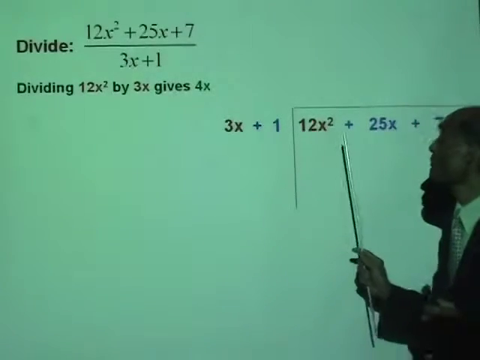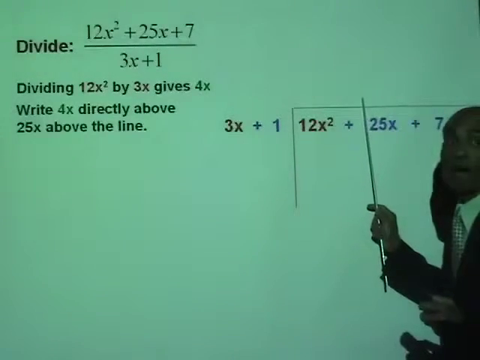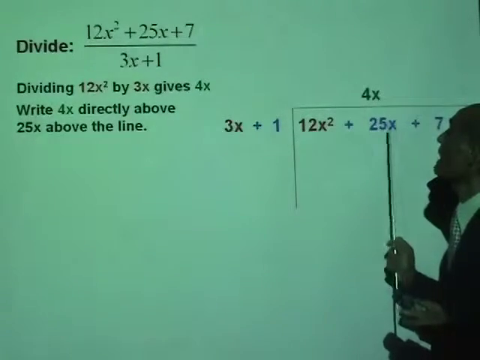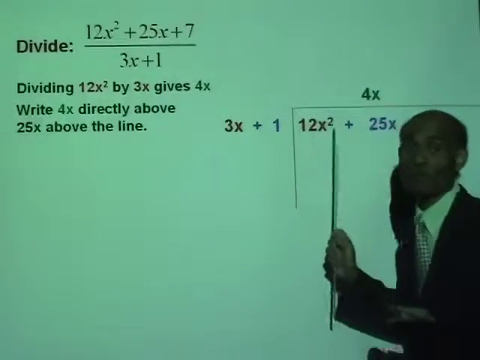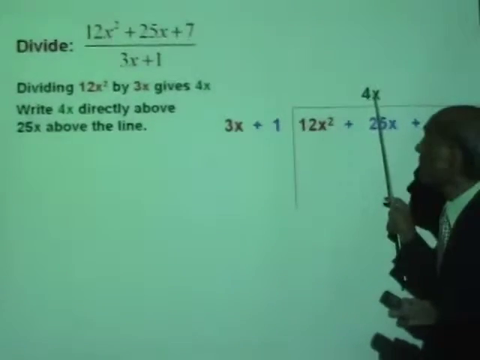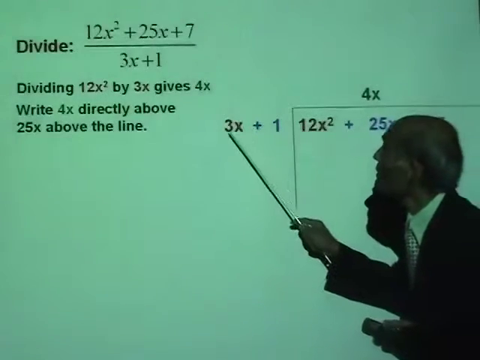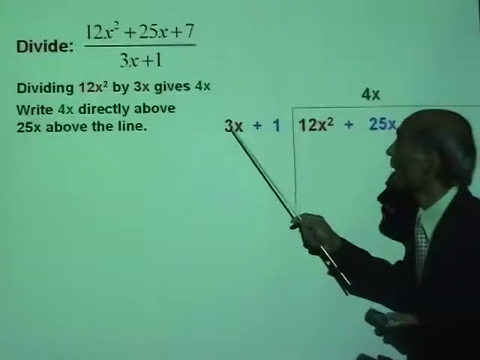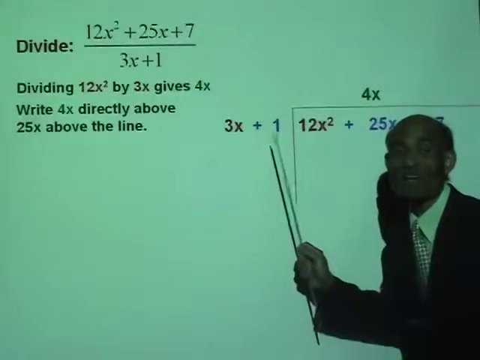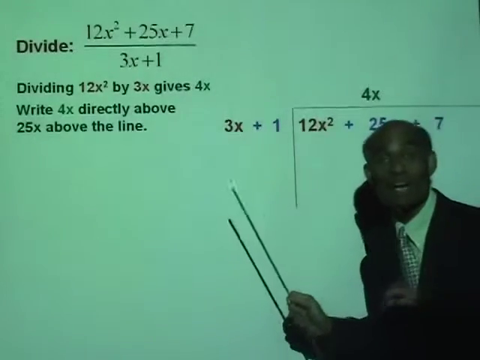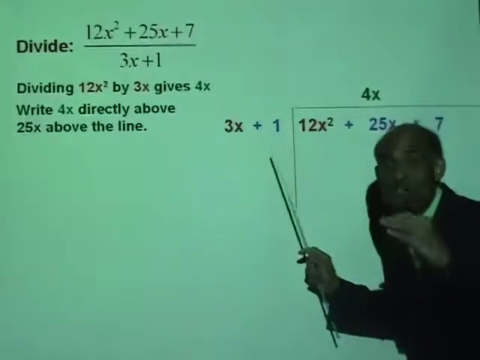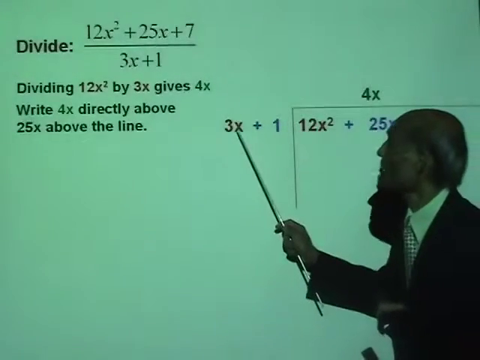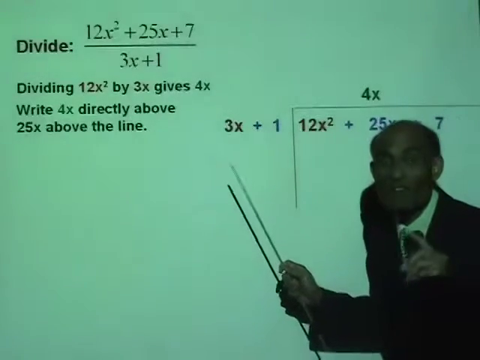Where do I write that 4x? Write it above the 25x. Alright, so that will be 4x there. Now, what's the next step? What do we do with that 4x? Multiply this 4x with this 3x. Now, that will be 4x multiplied by 3x will be 12x squared. You see, the clue here is that the first term should get the same term written below it.